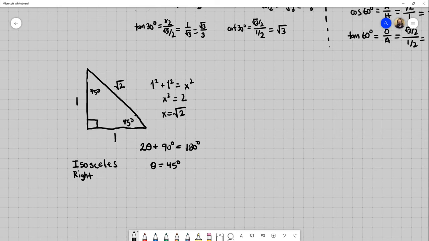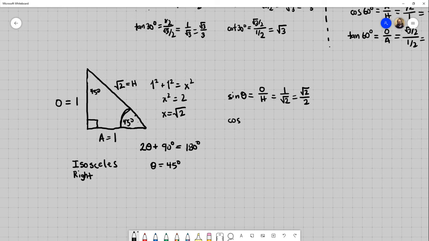Right? So I'm just going to use this 45-degree angle as my reference. 1 is not only the length of the adjacent side, but it's also the length of the opposite side. And root 2 is the length of our hypotenuse. So when we go to find sine of theta, again, remember sine is opposite over hypotenuse. In this case, that's 1 over root 2. When you rationalize the denominator there, you get root 2 over 2.